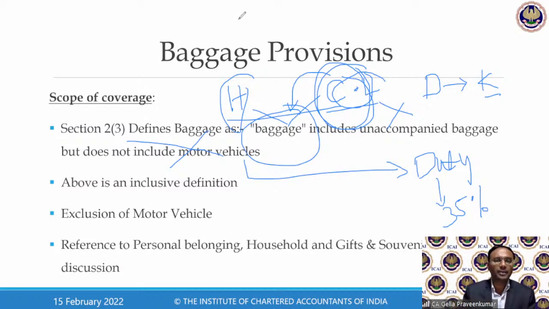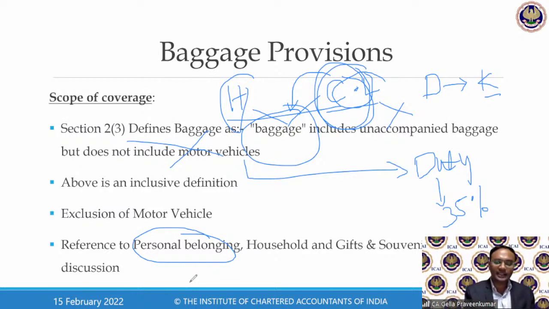Now, in the process of this reference, I refer to personal belonging. When I look at my baggage, what do I carry as forming part of baggage? My personal belongings. What do you mean by personal belonging? My clothing, my daily essential needs. So I am a student. I have my books. This is called personal baggage.